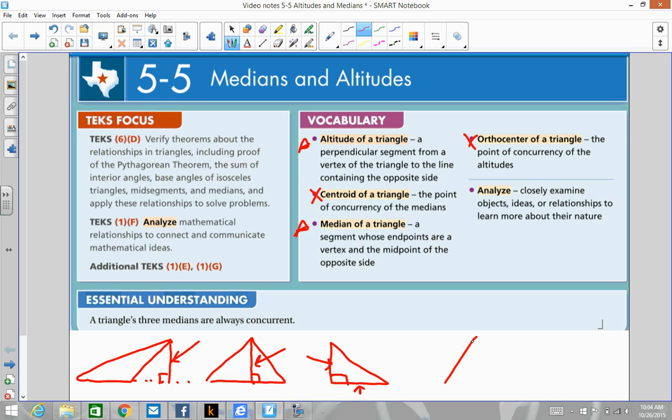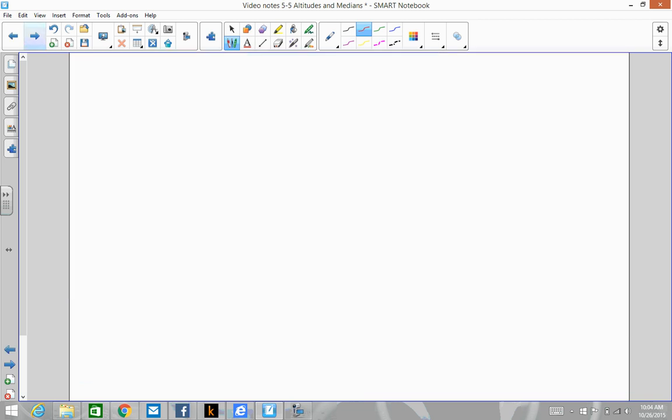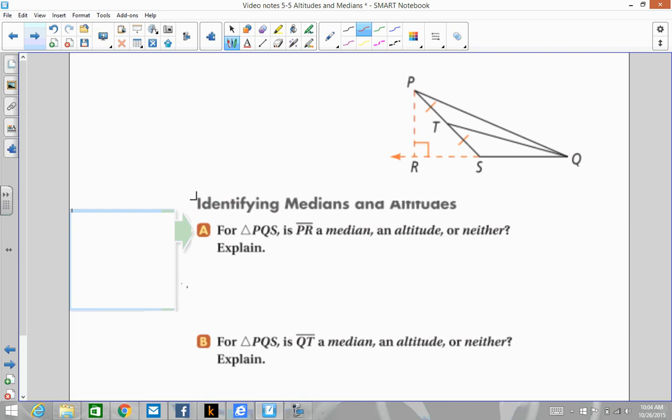A median is a segment that goes from a vertex to the opposite side, and goes through a midpoint. So like this, or like this. So it goes through the midpoint. Okay, so it says identify medians and altitudes.